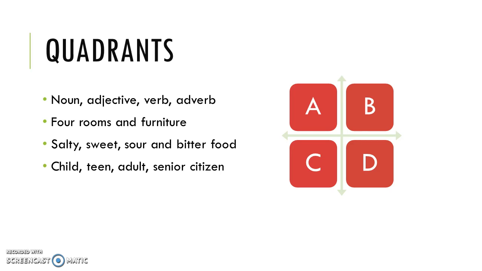You could also choose 4 rooms and think about furniture and items you would find in that room. You could also think about food, for instance, salty, sweet, sour, and bitter food. And another thing you could do is think about different categories in different stages in life, for instance, as a child, teen, adult, or senior citizen. And again, there's a lot of options for this.